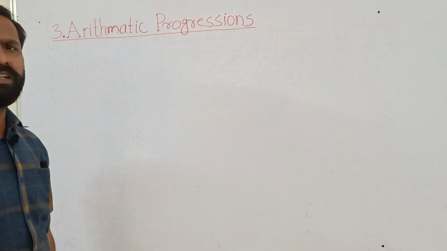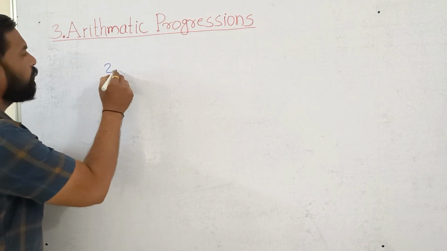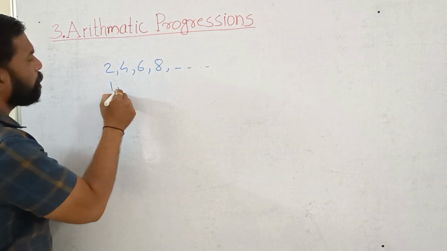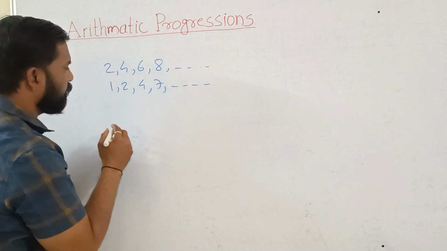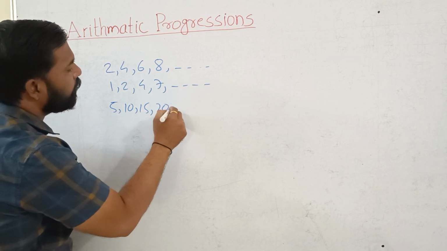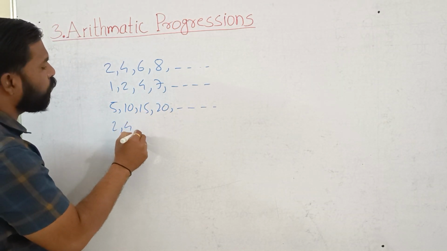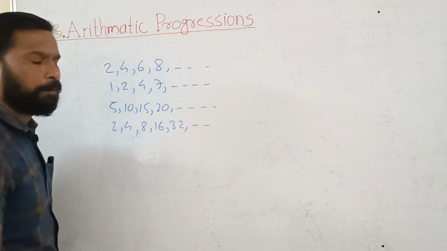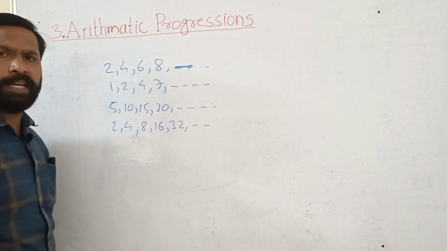Arithmetic progressions are nothing but sequences. If I am writing sequences like 2, 4, 6, 8 dash dash dash; 1, 2, 4, 7 dash dash dash; 5, 10, 15, 20 dash dash dash; or 2, 4, 8, 16, 32 dash dash. If I ask you what will be the next term here, what will you say?